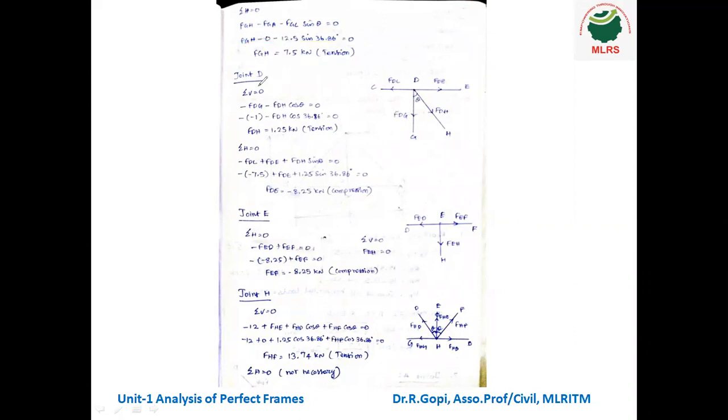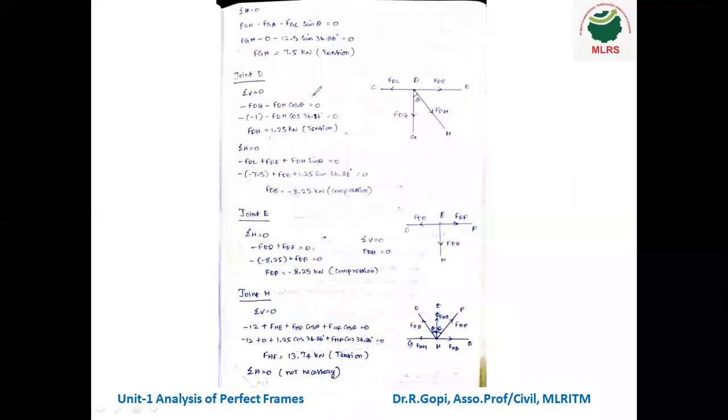Okay. So now come to joint D. What is joint D? So draw the free body diagram. So this is the diagram of joint D. So in this joint D, how many members are there? One, this is one, this is two, and three, and four. So there are four members jointed in the joint D.